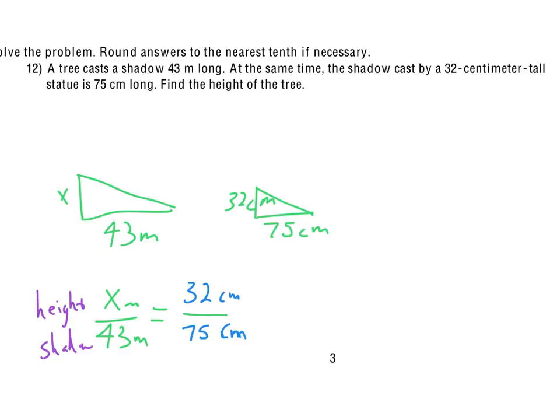The only thing we really have to do to solve this is multiply both sides of the equation by 43 meters. And then we're going to get our answer. However you want to do that, if you want to do 32 divided by 75 times the 43, whatever that turns out to be. For the height of the tree, I'm just going to go to the nearest tenth. I'm calling it x, so that would be 18.3 meters, just to the nearest tenth.